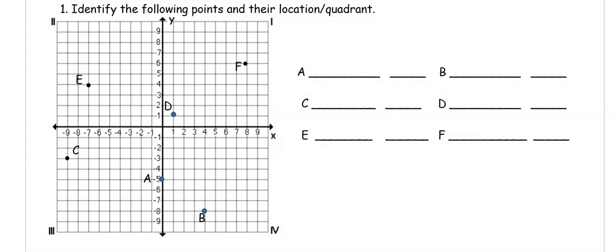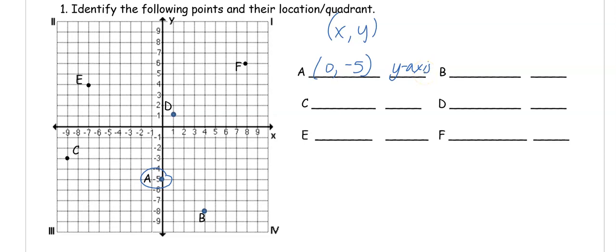So if we find A is right here. We didn't go left or right any, so that's going to be 0 for x. Remember, x always comes first. And then we went down 5. So because we moved down 5, it's negative 5. This is not in a quadrant, but it's actually on the y-axis.